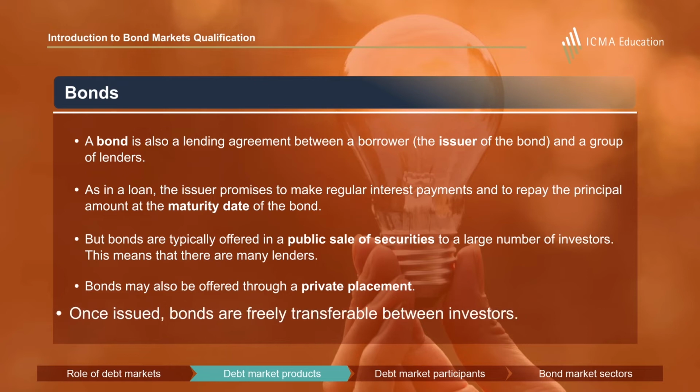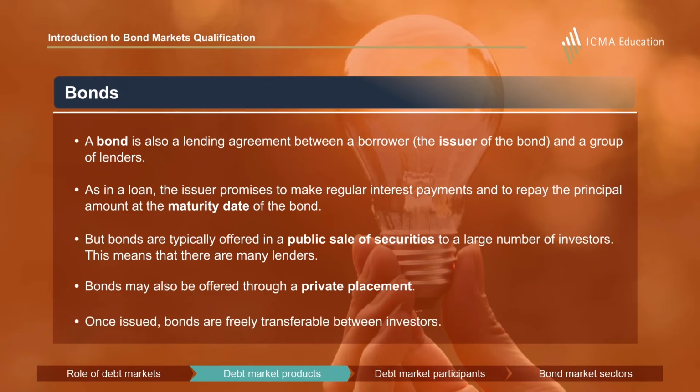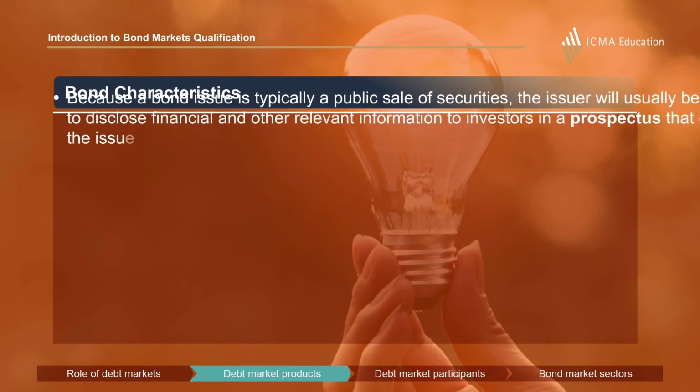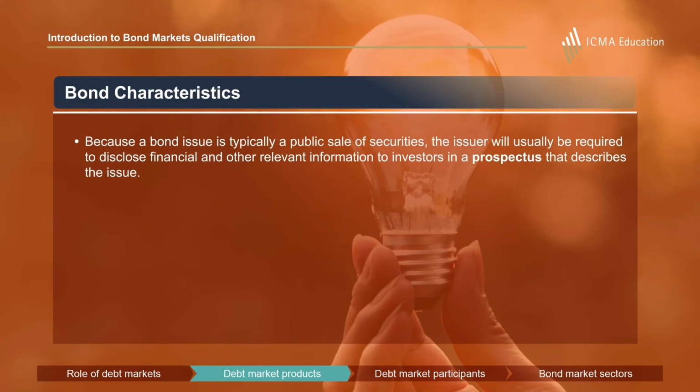Once they're issued, bonds are freely transferable between investors. Because a bond is typically a public sale of securities, the issuer will usually be required to disclose financial and other relevant information to investors in a document called the prospectus that describes the bond issue.